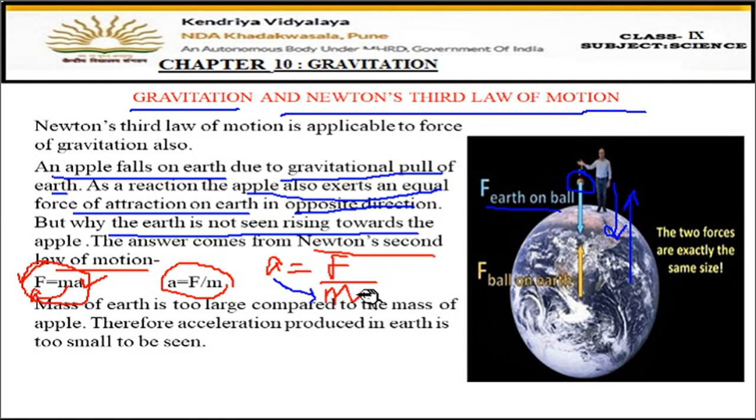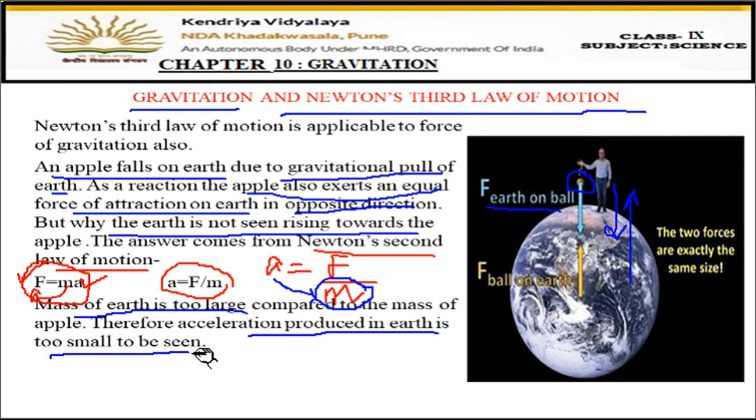Inversely means if mass increases, acceleration decreases. If mass decreases, acceleration increases, right? So the mass of the earth is too large. If mass is very large, then what will happen, students? Acceleration will be very, very less, right? So the mass of the earth is too large compared to the mass of an apple, right? Therefore, the acceleration produced in the earth is too small to be seen.